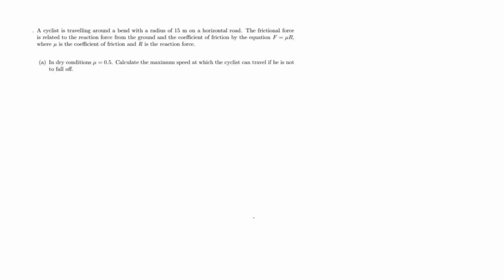Imagine that we have a question that says a cyclist is traveling around a bend with a radius of 15 meters on a horizontal road. It says that the frictional force is related to the normal reaction force from the ground, and the coefficient of friction is given by the equation F is equal to mu times R, where mu is the coefficient of friction and R is the reaction force. It says in dry conditions, mu is equal to 0.5. Calculate the maximum speed at which the cyclist can travel if he is not to fall off. So we're trying to find the maximum safe speed.